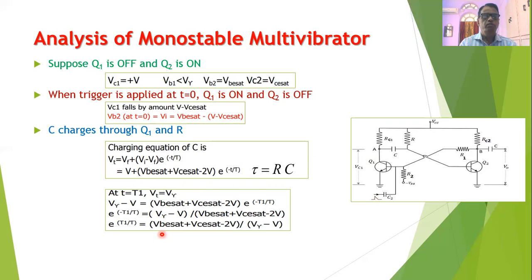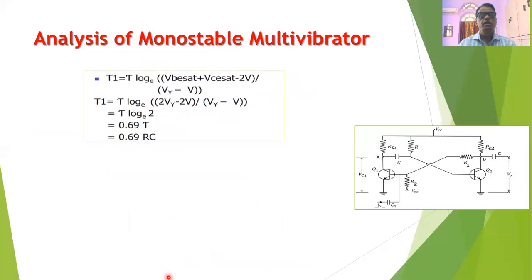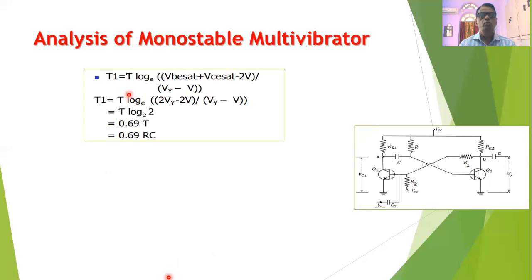Now in this expression, we are interested in getting the expression for T1, and therefore we need to remove this e. In order to remove this e, we take the logarithm of both the sides, and therefore we can rewrite the above equation: T1 upon tau is equal to log of (Vb saturation plus Vc saturation minus twice V) divided by (V gamma minus V) to the base e. The same equation can be rewritten as T1 is equal to tau into log of (Vb saturation plus Vc saturation minus twice V) divided by (V gamma minus V) to the base e.